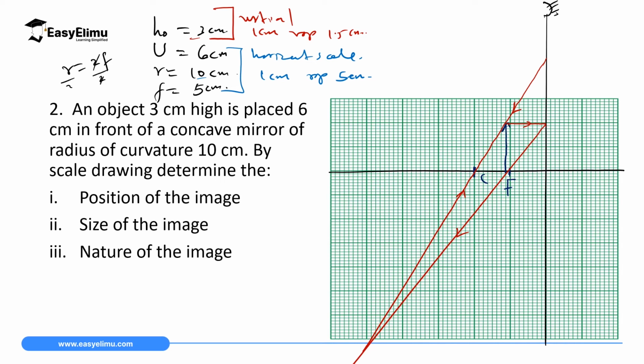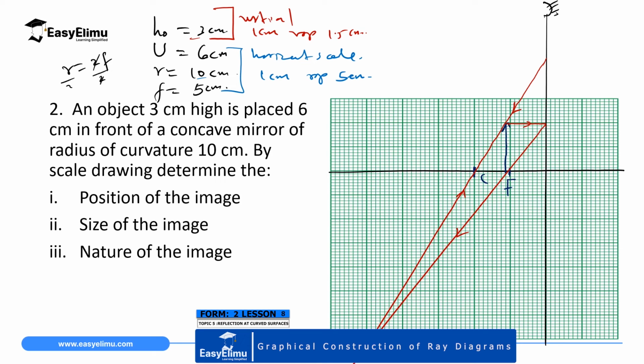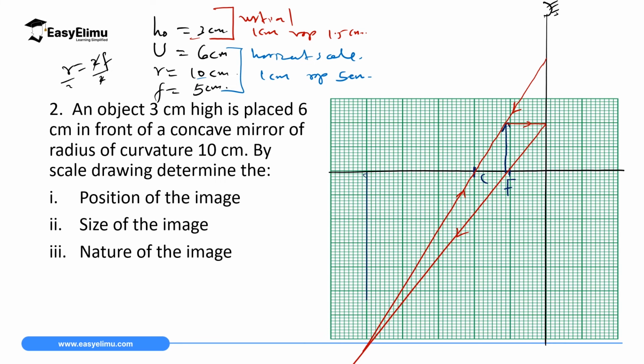Now where these two rays meet, that is the position of the image that is being formed. So in this case, these two rays meet at this point here. They meet at this point here, and at this point where they meet, that is the image which is formed. This is our image.